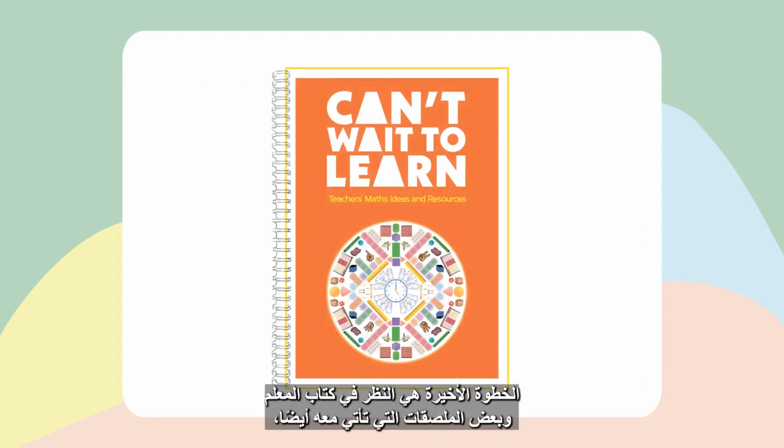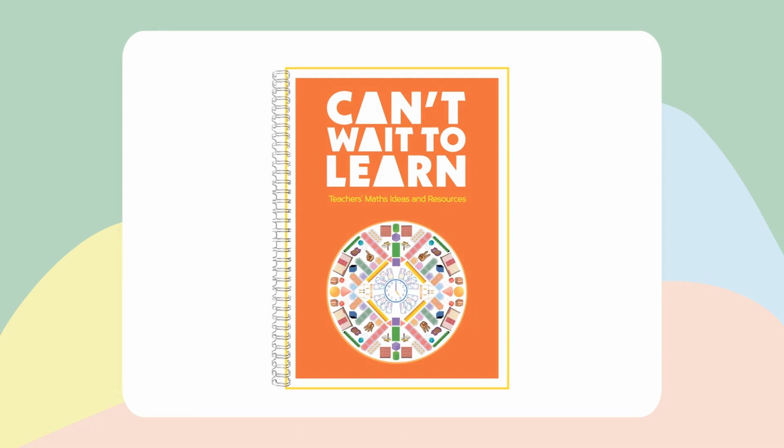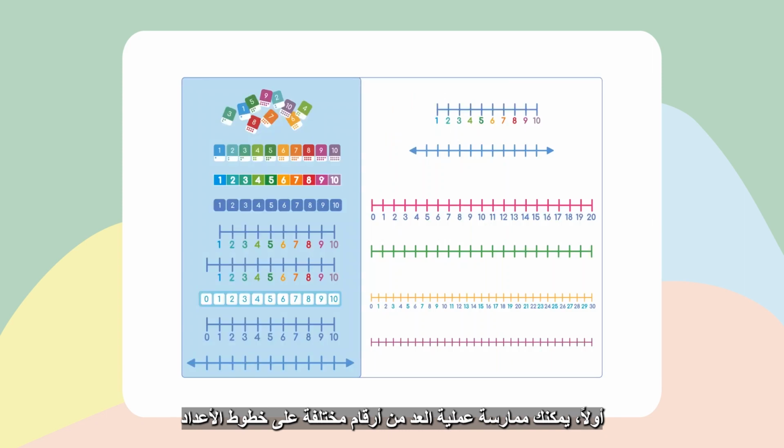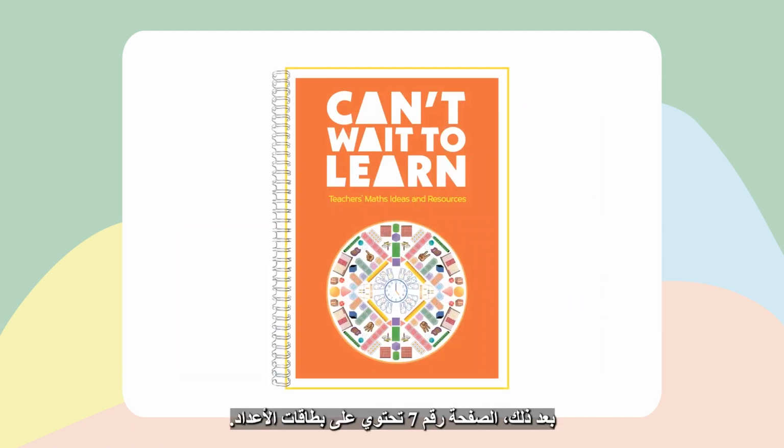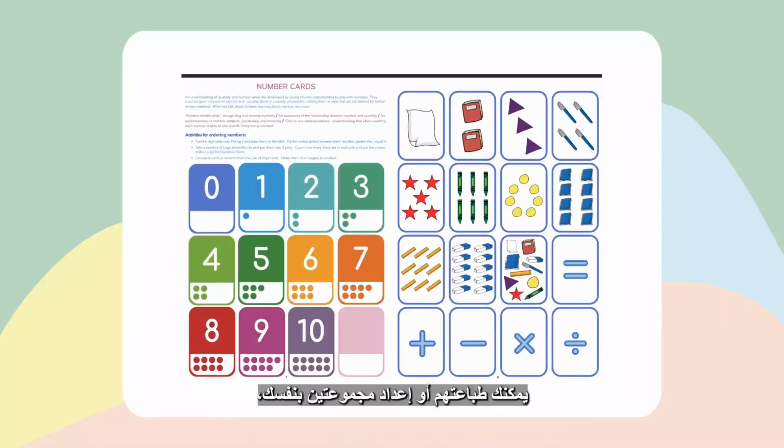The final step is to look in the teacher's book and at some of the posters that also come with it to see if there is anything in the number or subtraction pages you could use. First, you could practice counting on from different numbers on the number line. This is an important skill when you're learning about finding the difference. Then, if you look at page 7, you'll see it has number cards. You could print them or make 2 sets yourself.